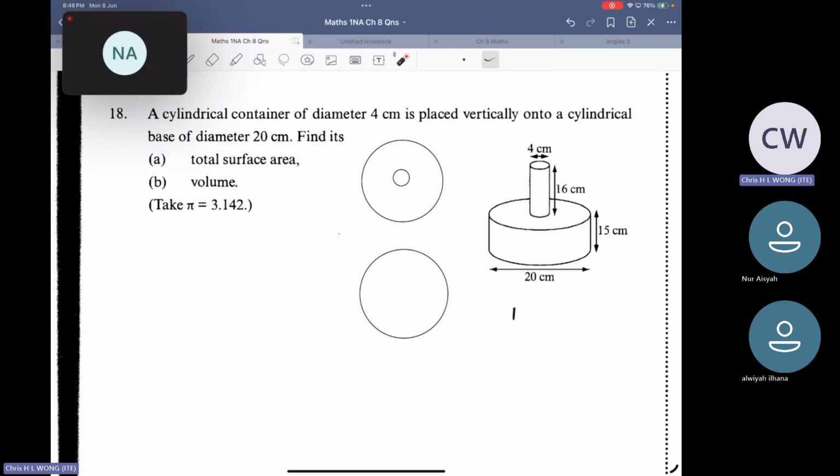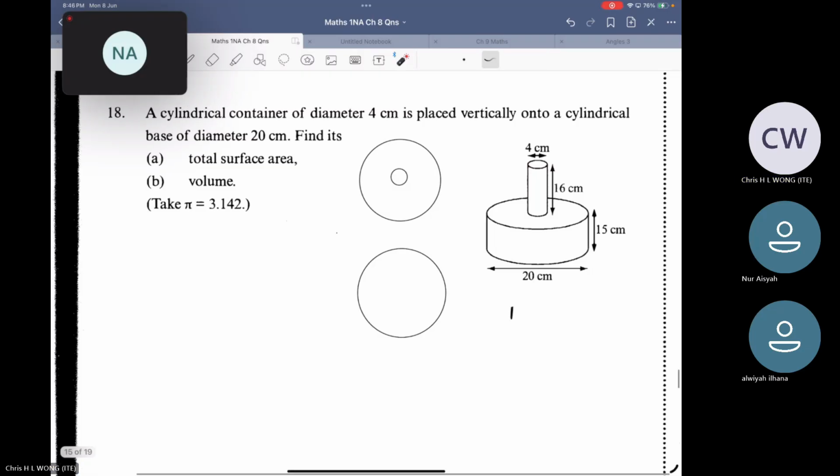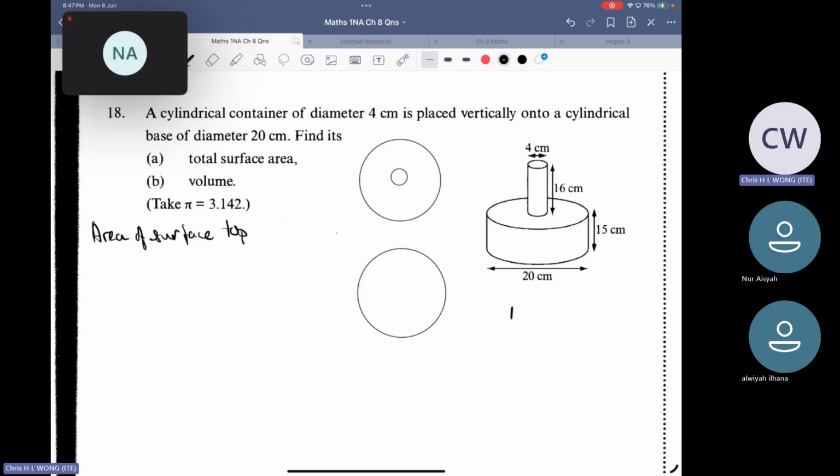Area of surface looking from the top. Area of surface, top and bottom, equals pi r square times 2.